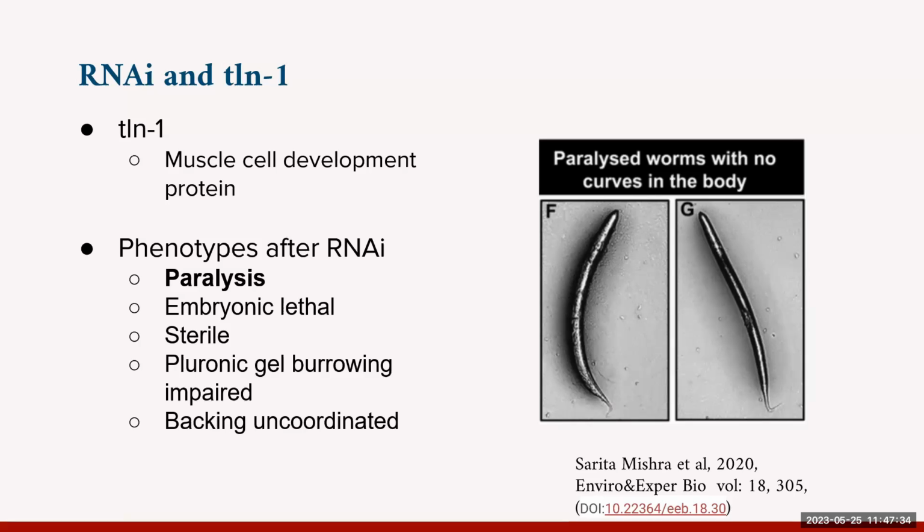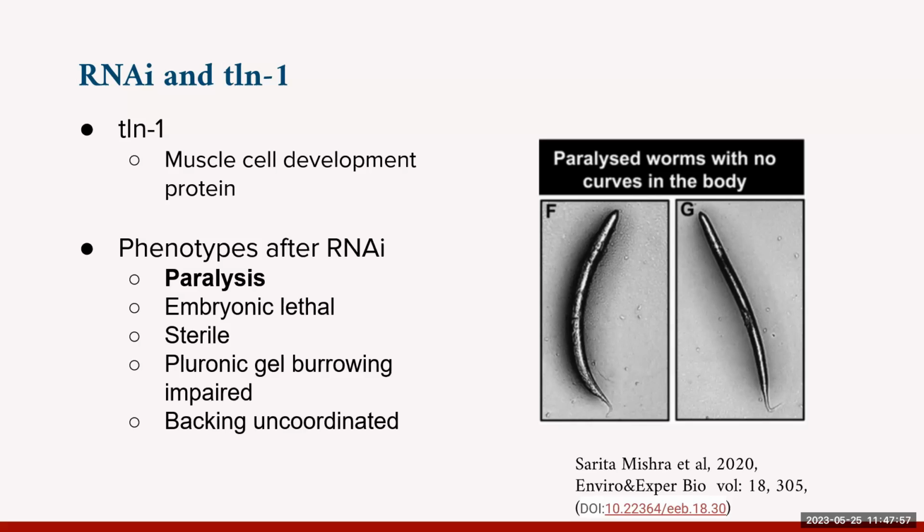Embryos, larvae, adults, as their life cycle. They can go sterile. They live on gels generally, and they can lose their ability to burrow into it, which they normally do when they run out of food. And then they can be not fully paralyzed, but just kind of struggle to move. The main phenotype we were looking for was paralysis.